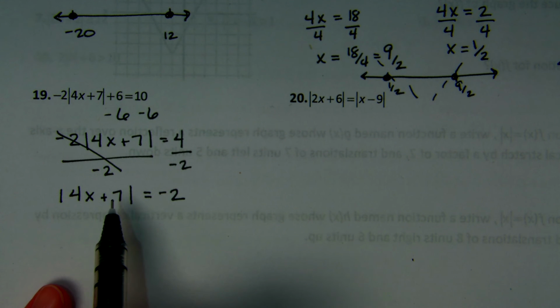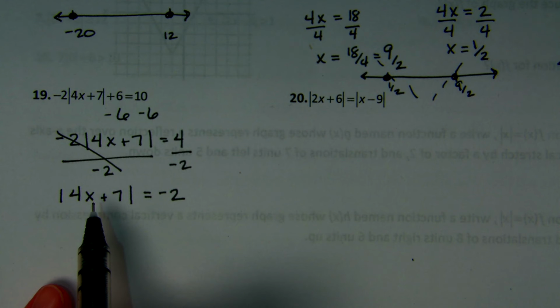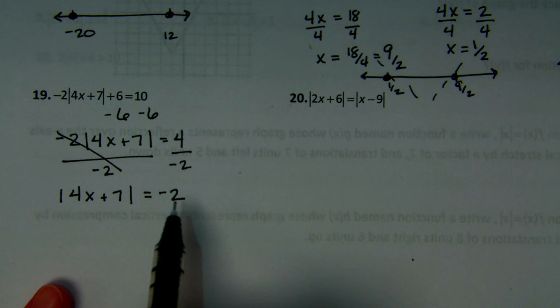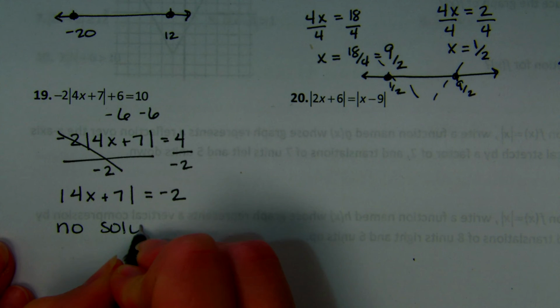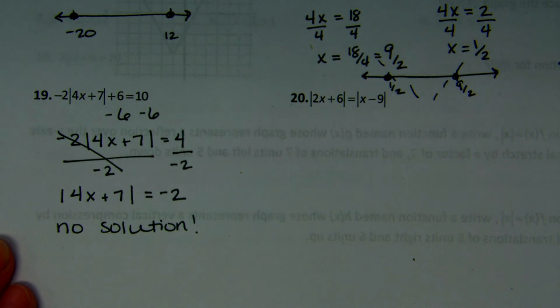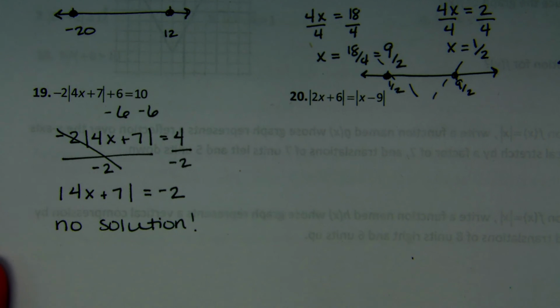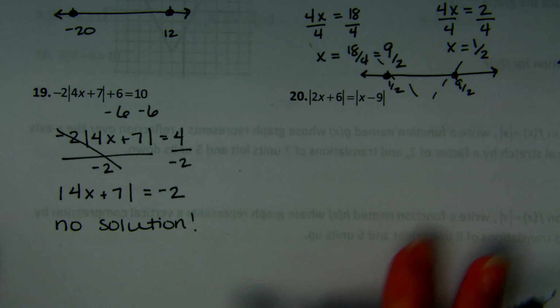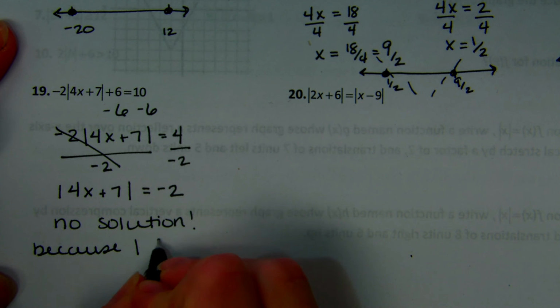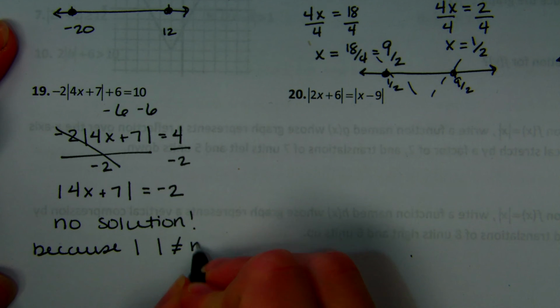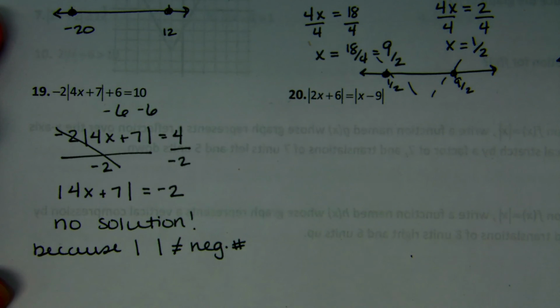The absolute value of 4x plus 7, no matter what x is, is going to be positive. It will never be -2. And so this is a no solution problem. And those are fun because we get to stop there and be like, no solution. You do need to tell me why. And we would say because absolute value cannot equal a negative number. And that's extreme shorthand, but I'll take it. You could write it in words because the absolute value of something cannot be negative.